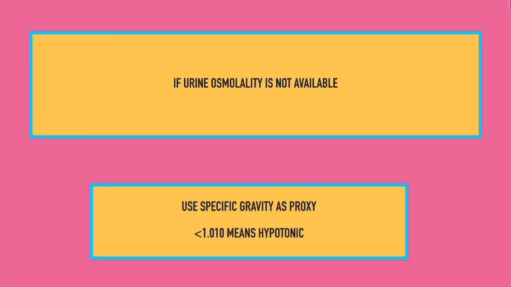If urine osmolality facility is not available, we can actually substitute urine osmolality by specific gravity. So a urine specific gravity less than 1.010 means the urine is hypotonic. That means the urine osmolality is actually less than 100.